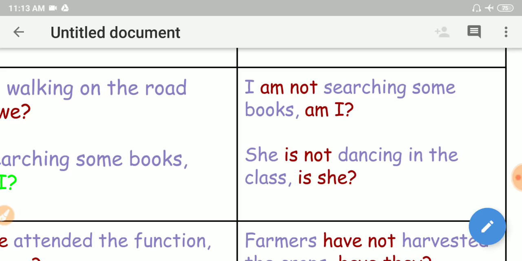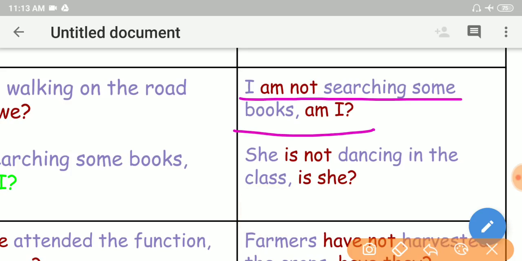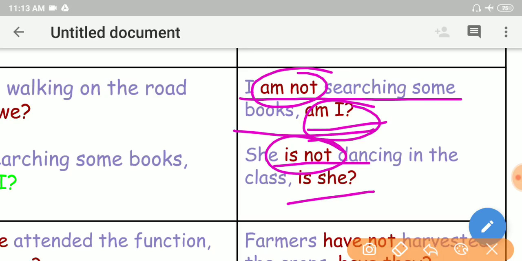So here, present continuous tense negative sentence, just you can see here. I am not searching some books, am I? I am not is the negative continuous tense, so the tag is positive. She is not dancing in the class is the negative one. The tag should be positive, my dear friends.